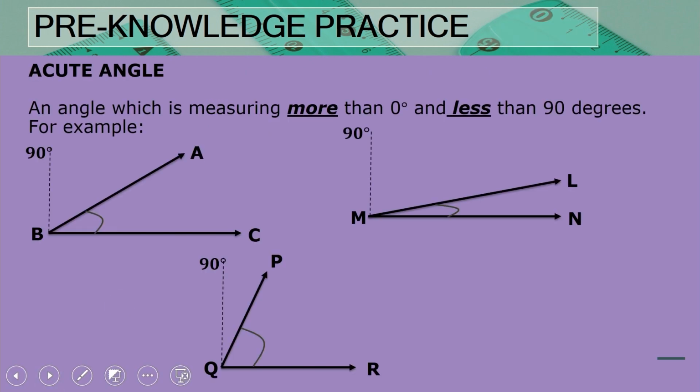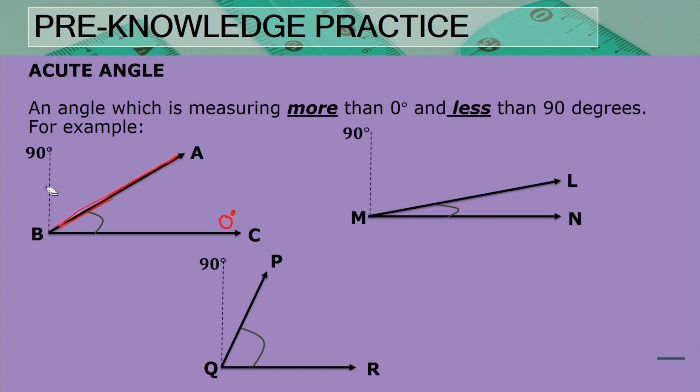So let's talk about the acute angles. An acute angle is measuring more than 0 degrees and less than 90 degrees. So any angle that is more than 0 degrees, so we know that the 0 degrees would be at that point there, and that being the terminal arm. If it is less than 90 degrees, we can see that the 90 degrees comes there.